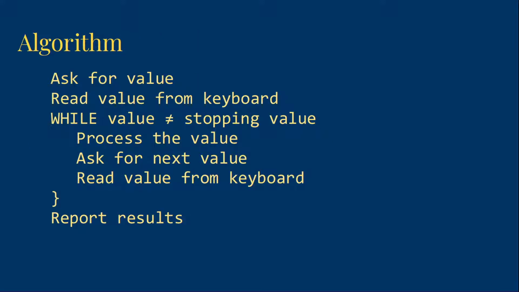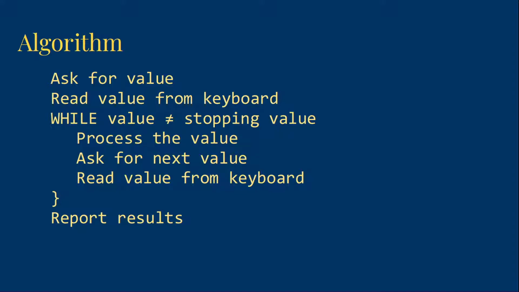So the basic algorithm for a Sentinel-controlled loop looks like this. We're going to ask for the value. We're going to get that value from the keyboard. While that value we just got is not equal to whatever value is going to stop us, we're going to process that value in whatever way that might be. So that could be adding the number. It could be checking to see if this is the smallest number we've seen so far. It could be responding to the menu item that the user selected, any of those possibilities.